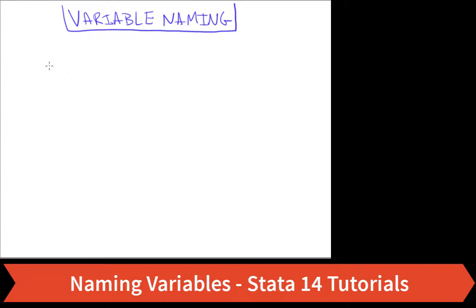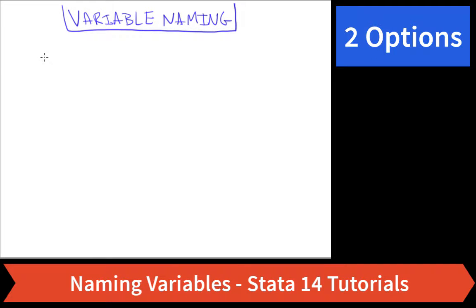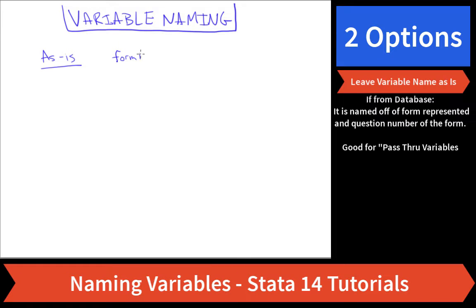We're going to talk now about variable naming, which is very important if you're going to be doing regression analyses. And when you're naming your variable, there's two options. First of all, your first option is to just simply use the variable name as it is. If it's coming right out of a database, it's usually going to be named based on the form that it represents that it's coming from, as well as the question number on that form.